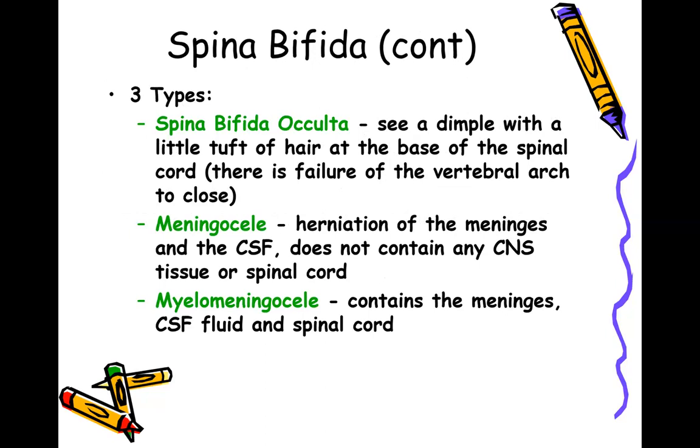Okay, so there's three main types of spina bifida. You have spina bifida occulta, which it's going to be hidden. Occult, you kind of think of hidden, right? So a dimple can be seen with like a little tuft of hair at the base of the spinal cord. There is a failure of that vertebral arch to close there. That's what that kind of shows.